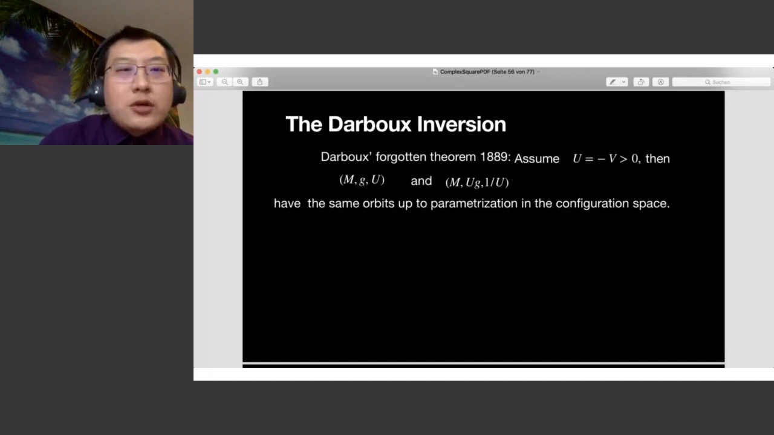And therefore, we call this Darboux inversion. So we call this system, for example, (M, U·g, 1/U), the Darboux inversion of (M, g, U). It's called inversion because if we apply it twice, then one gets back to itself. Another thing is that here we have assumed that U is positive. But when U is negative, essentially one could multiply with minus U, but then this would lead to a discussion about the domains and so on, which complicates things. So maybe we don't discuss this too much here.